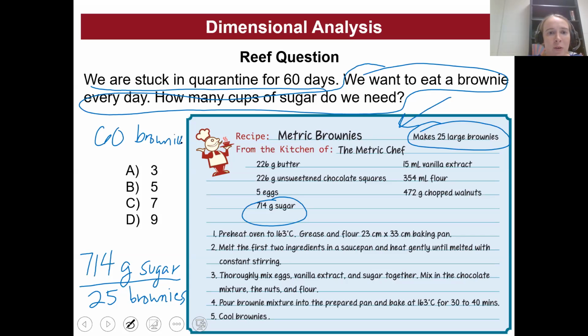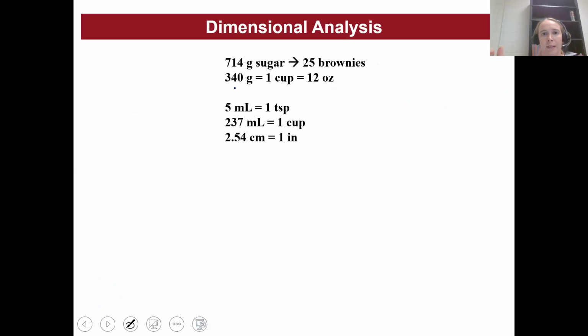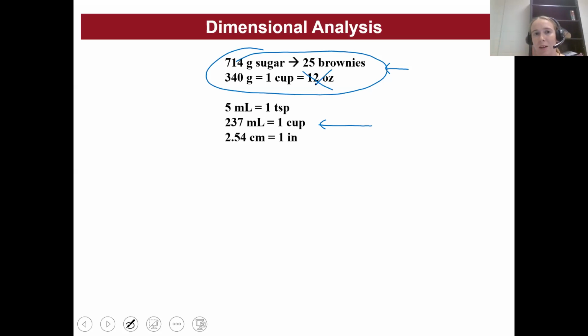All right, we're most of the way there. We've got 60 brownies and a conversion factor between brownies and grams, but our question asks for cups. So we need the conversion between grams and cups. And here it is. There are some other conversions here for you if you want to practice going between different units, but these are the ones that we need. Actually, we don't need that one either.